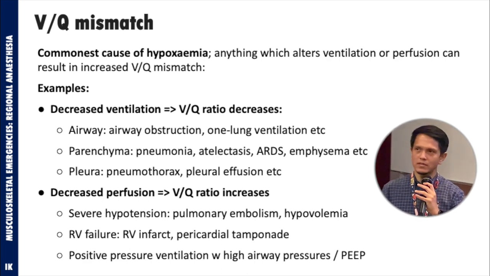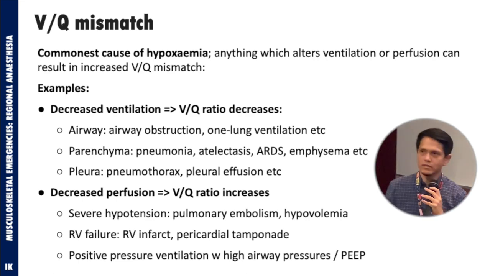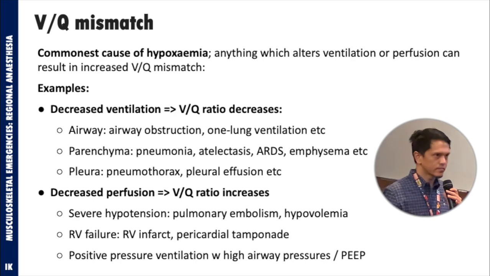So your tidal volume, instead of 500, now is 100. So what could have caused it? Anything with decreased perfusion will increase the VQ ratio. So again, whatever will reduce the blood supply to the lung: severe hypertension, PE, right heart failure, ILD. Okay, any question?